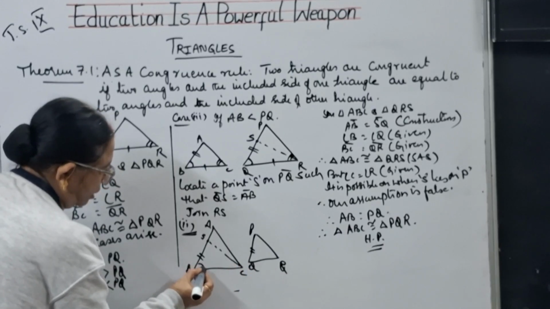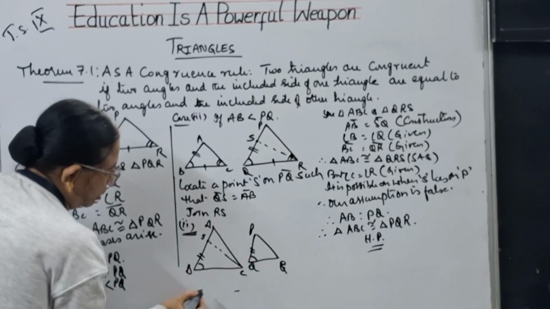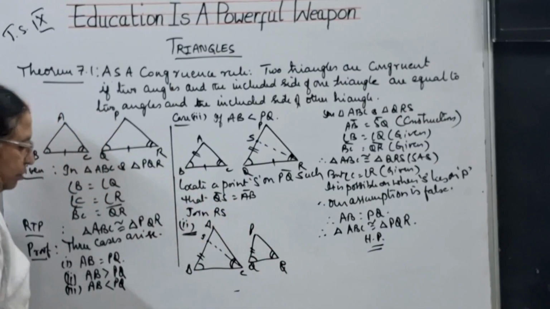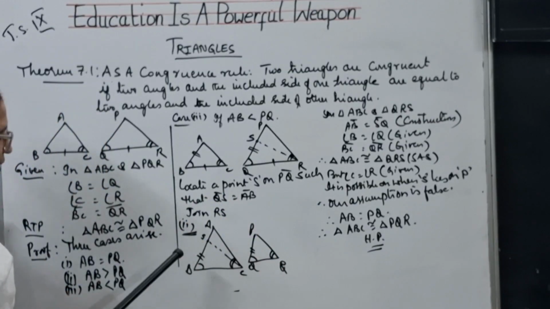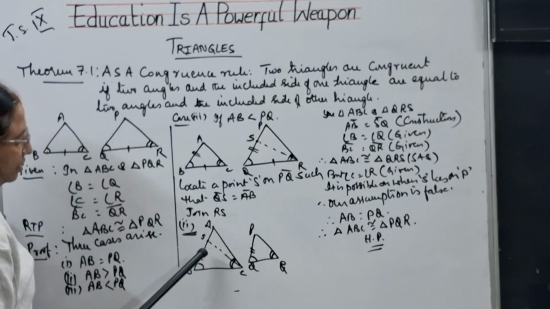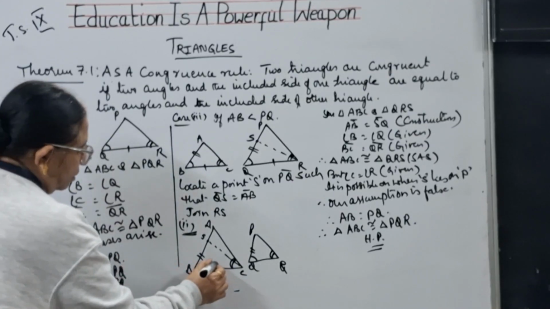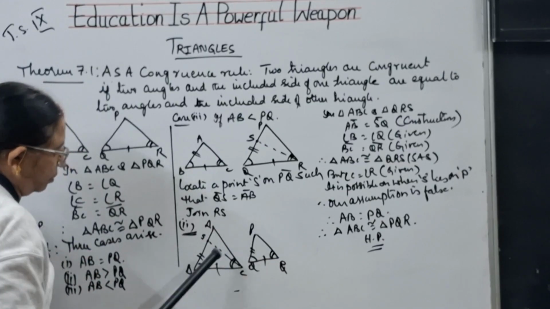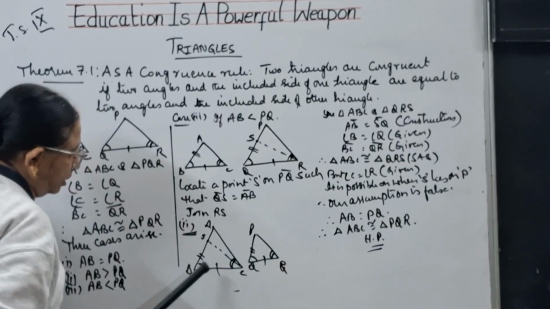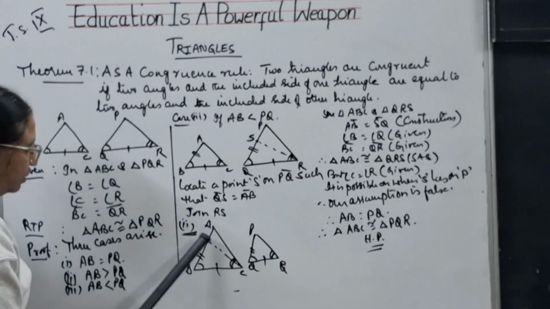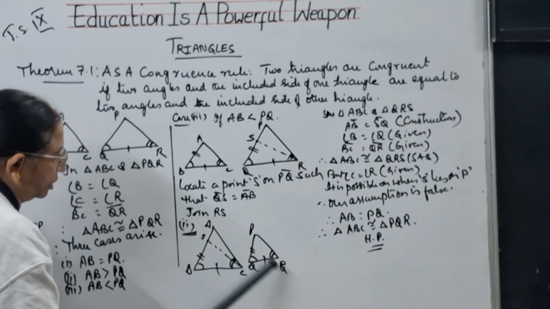When you join this, already they have given angle B is equal to angle Q, angle C is equal to angle R. But when you have taken this point S, you have got a triangle BCS. In this triangle, BS is equal to PQ, BC is equal to QR, angle B is equal to angle Q. So triangle BCS is congruent to triangle PQR.